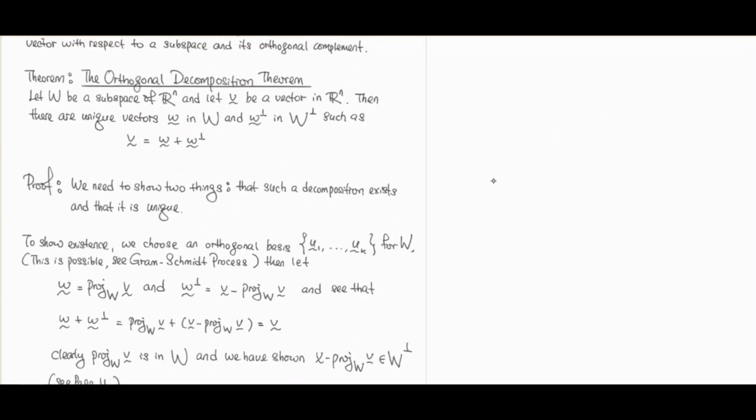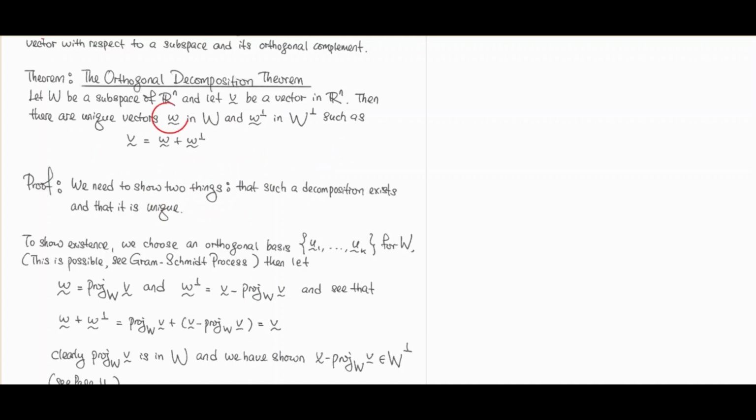It says that if you have a vector space W, a subspace of Rn, and if you have a vector V in Rn, that vector V can definitely be written as the sum of two different vectors. One of them is in W and another one is in W perp. And actually, there's only one way to write them. There's a unique way of writing them.